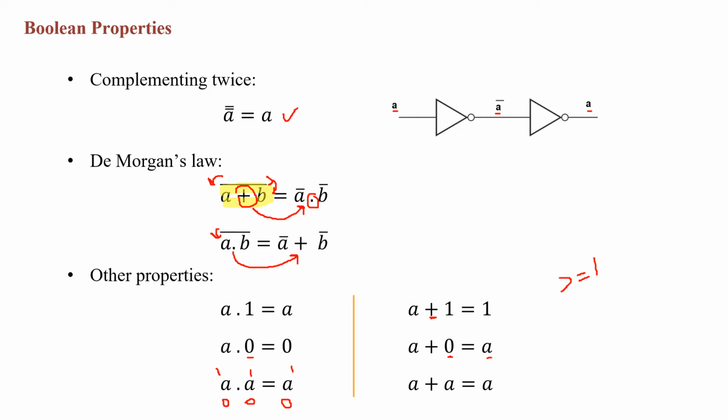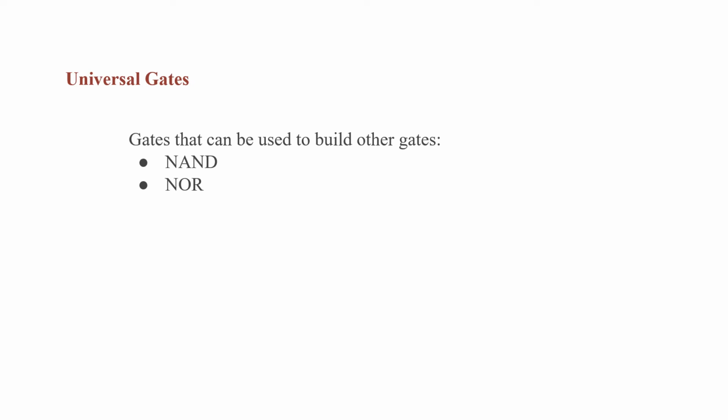The last Boolean property is A or A gives you back A. Again, you can experiment with the two cases, A being 0, so 0 or 0 is 0. A could be 1, so 1 or 1 is actually 1. We will come back to the Boolean properties in the future slides, but let's now introduce universal gates. Universal gates are actually gates that can be used to build or implement other gates. There are only two universal gates, the NAND gate and the NOR gate.